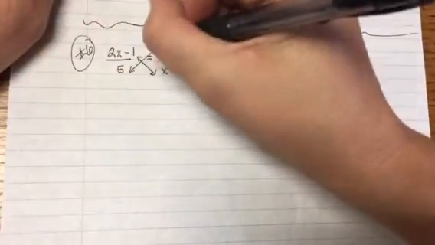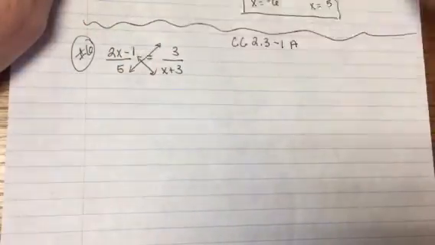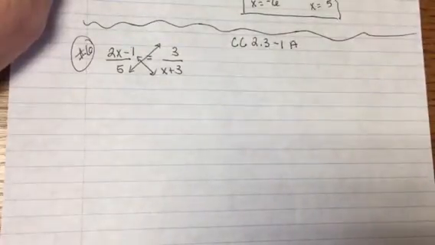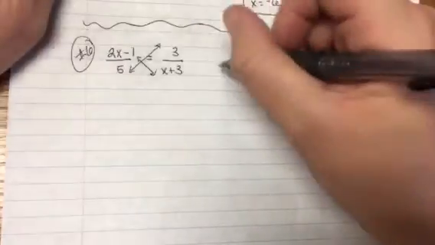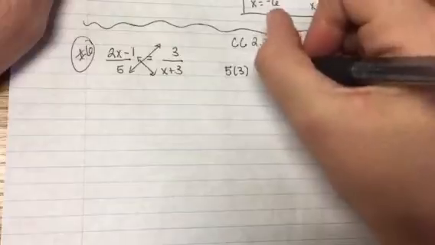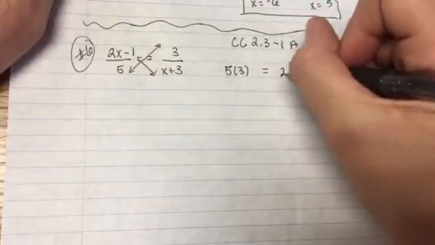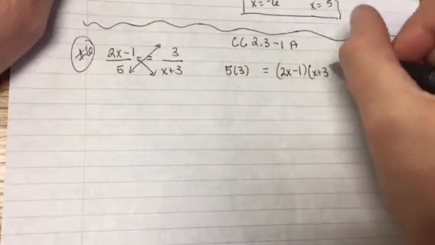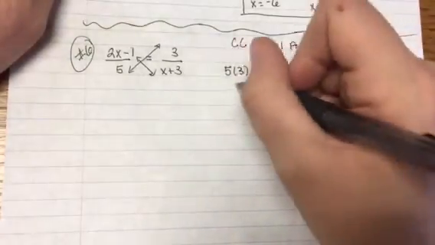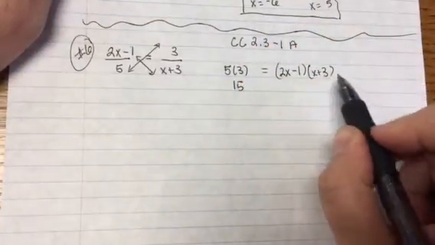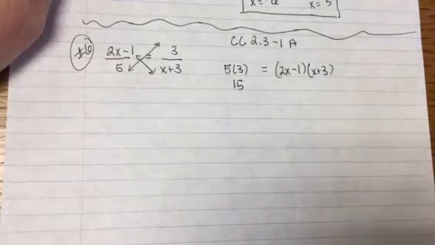Right now I can see already I'm going to end up with factoring because I have two binomial expressions that are diagonally across from each other. So we're going to go ahead and find our cross products. So on one side, we'll do 5 times 3. And on the other side of our equation, we're going to multiply 2x minus 1 and x plus 3. Okay, so 5 times 3 we know is 15. And now to get 2x minus 1 times x plus 3, we're going to actually have to multiply those.